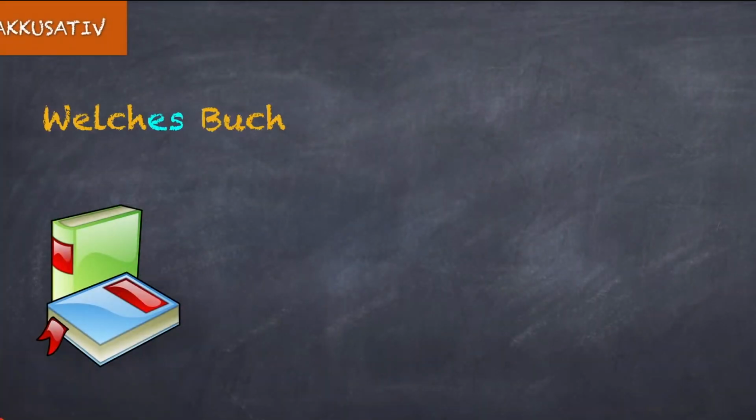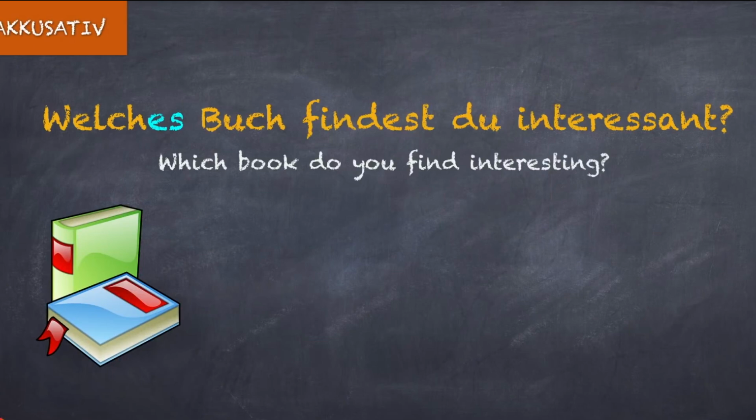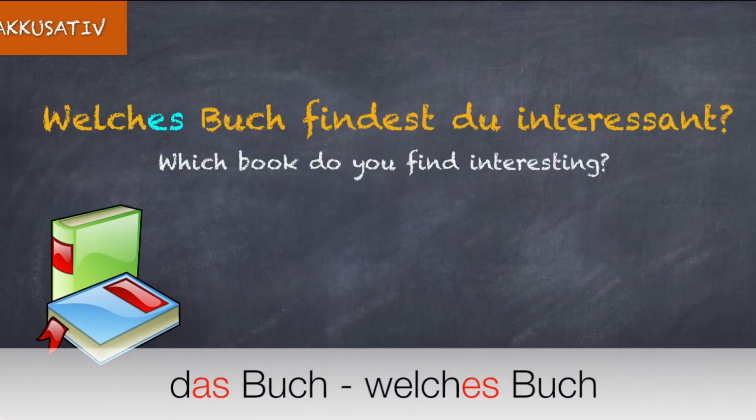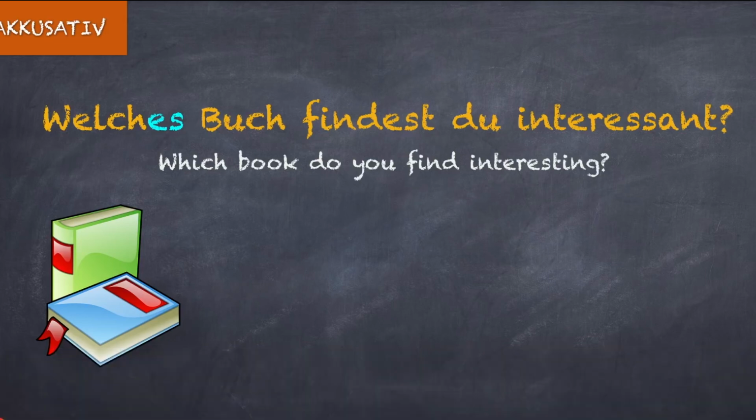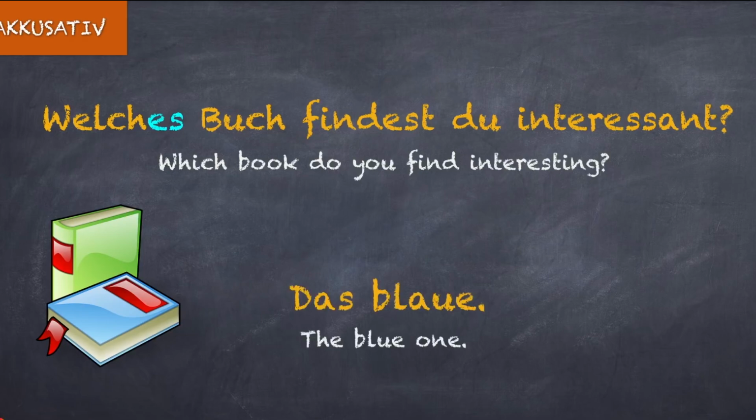In the accusative case, just like the feminine article, the Neutrum article does not change. Das remains das. Welches Buch findest du interessant? Since the article remains das, for welches the ending remains es. Welches Buch? Die Antwort ist das Blaue.